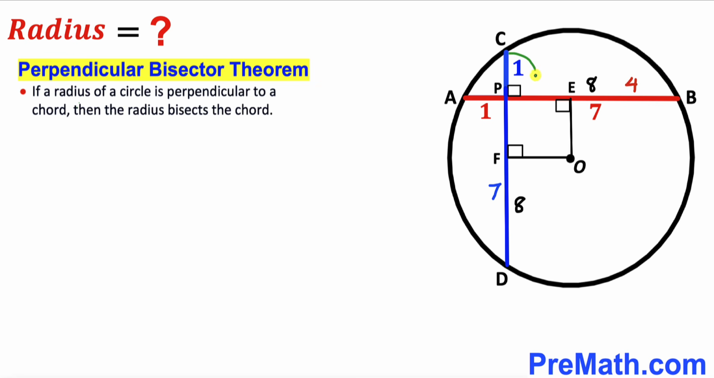Likewise, this whole chord CD has been divided into two parts as well: this segment CF equals this segment DF. So this FD segment length is going to be half of 8, which is 4, and likewise this whole segment CF length is 4 units as well. Now we know that this segment CP length is 1. So this remaining segment PF length is going to be 4 minus 1, which gives us 3. We know that this segment EO length equals this segment PF length. If this is 3, then this has got to be 3 as well.